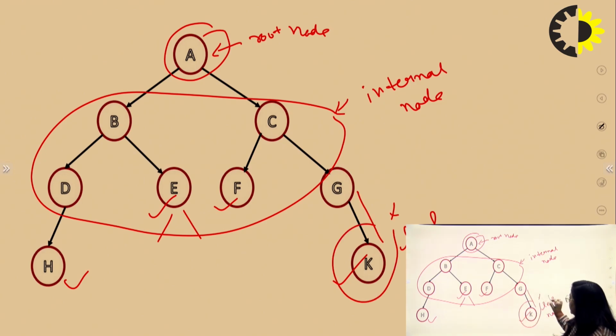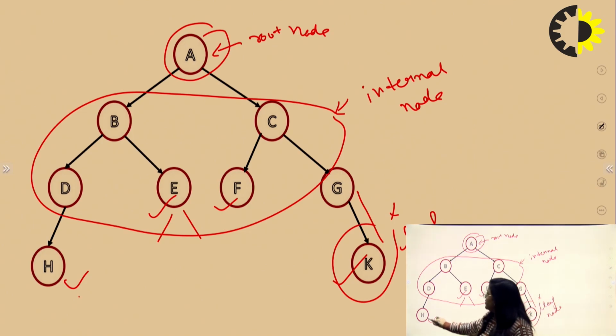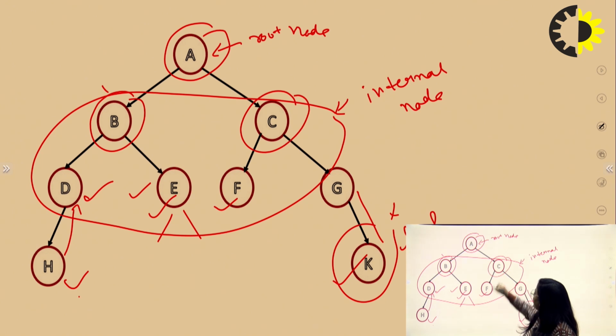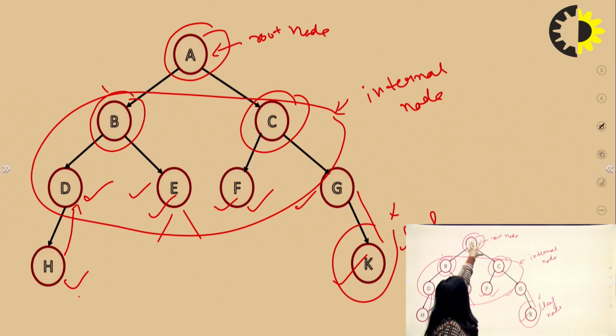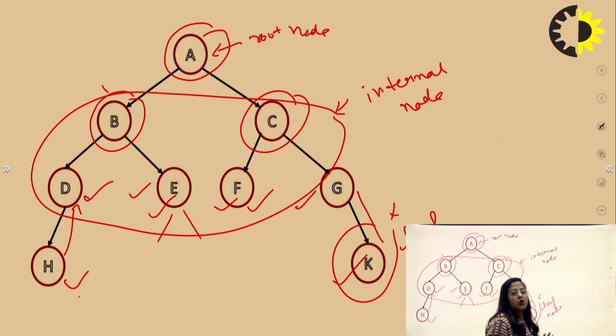B is the parent of D and E, and C is the parent node of F and G. So these are called parent nodes. D and E are the child nodes of B, and F and G are the child nodes of C. Same thing, one node is a child of D, and K is the child of G. So this is the simple terminology of a tree.